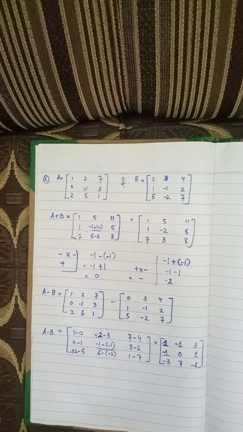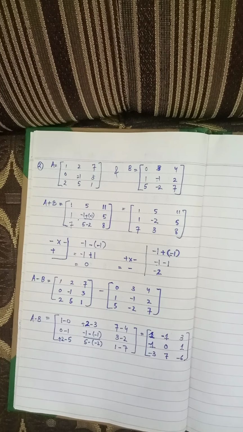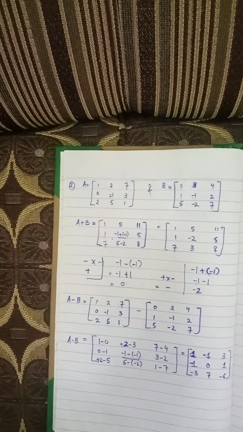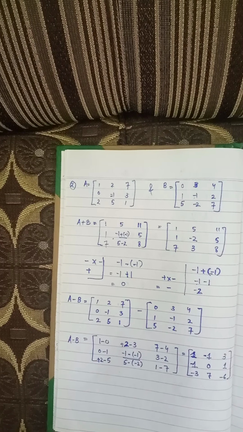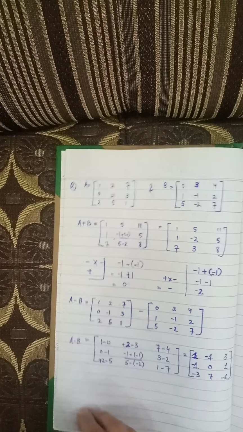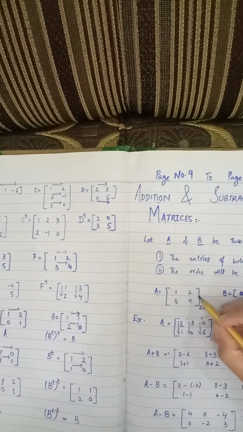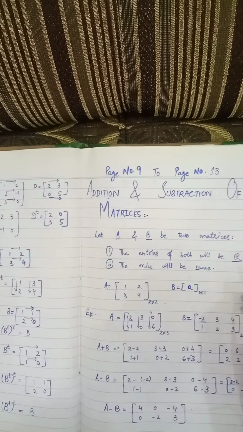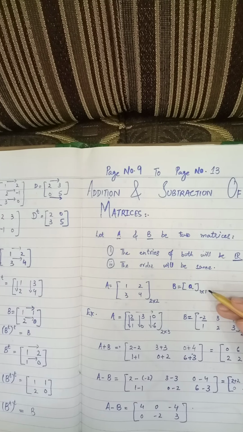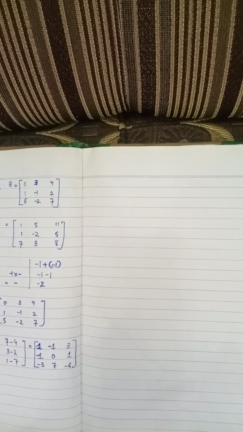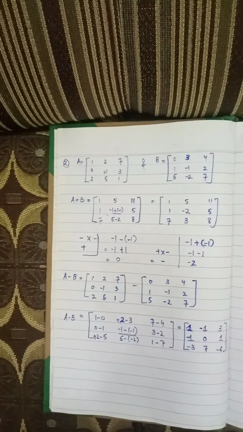So in the end it is written, note that the order of a matrix is unchanged under the operation of matrix addition and matrix subtraction. It means that if the order is not the same at the start of the question, then you cannot change the order in between. For example, if A is a 2 cross 3 matrix and B is a 1 cross 2 matrix, or A is 2 cross 2 and B is 1 cross 1, then you cannot change the order during the operation of addition and subtraction. Nothing else. This is quite simple.